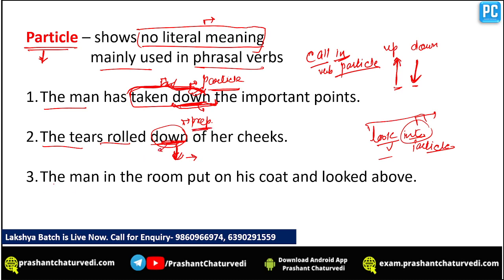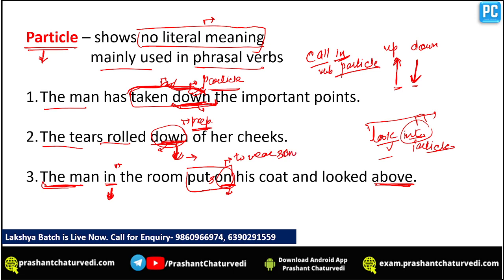Clear? So we can understand by the third example. The man in the room puts on his coat and looked above. Here in, on and above. These three are examples of particles, but in is showing its literal meaning. It's showing its literal meaning, but on here is not showing its literal meaning. Clear? Put on is a phrasal verb which means to wear something.